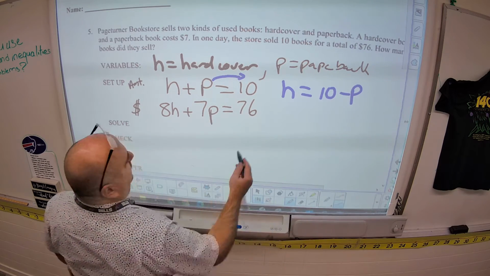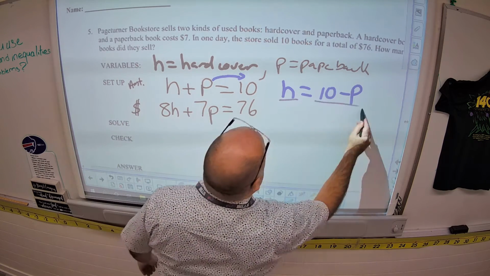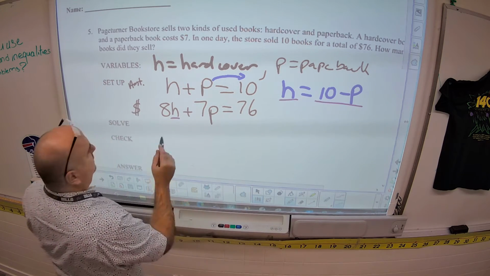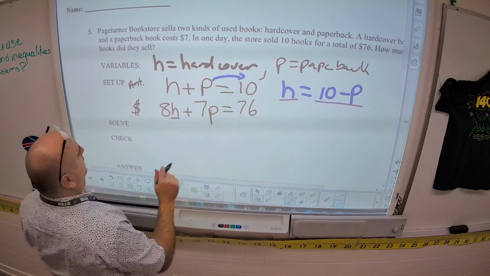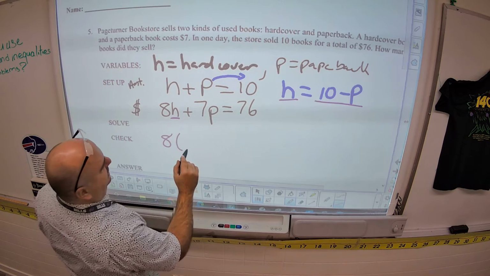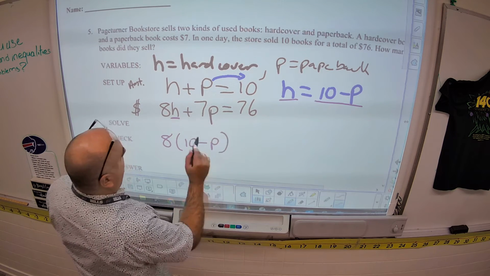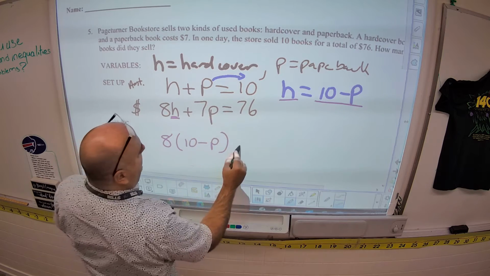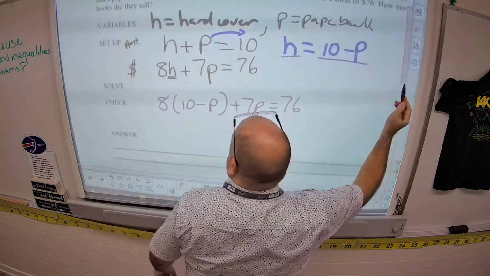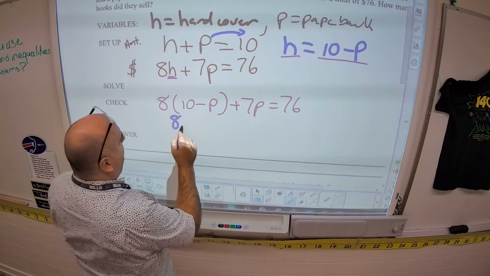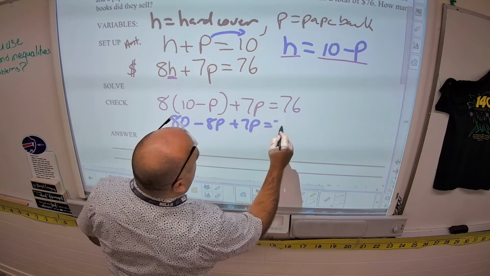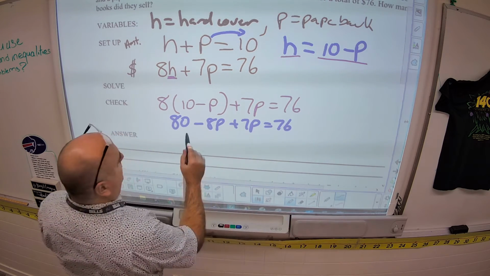Okay, once you do that, you can sub in for H in the second equation, this H here, we can put 10 minus P. So I set it up, I set my variables, now I'm solving it. So 8 times H, which is 10 minus P now, plus 7P equals 76. Okay, so now I'm still solving, distribute, I get 80 minus 8P plus 7P equals 76. Okay, keep going.